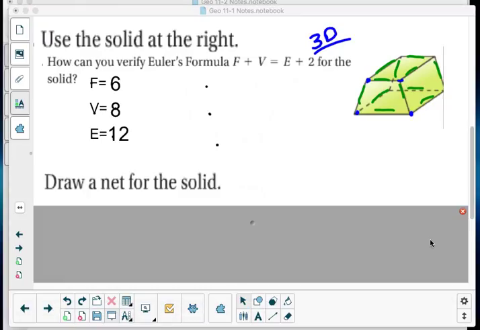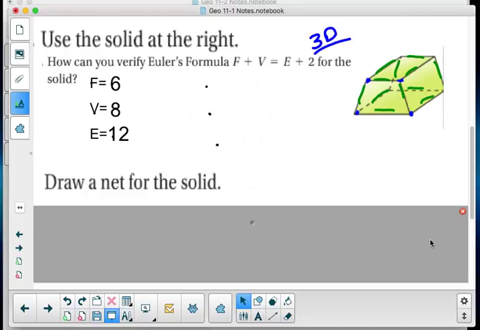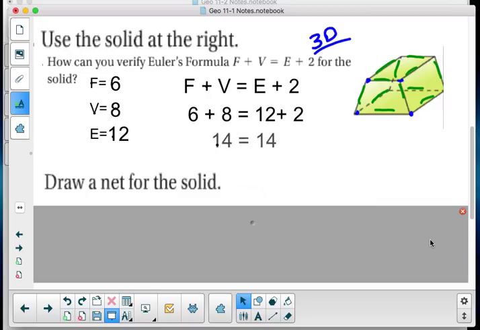So now, since we're verifying Euler's formula for 3D shapes, that's faces plus vertices equals edges plus 2, we pop those in: my faces, my vertices, my edges, and I pop in my numbers. I've got 6, 8, 12, and 2. I add them together, and it's 14 and 14. So I've checked them out, and I'm all good.